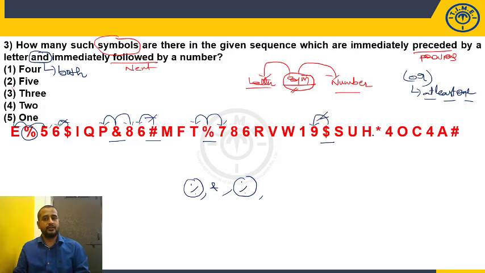Next. Dollar. Is it preceded by a letter? No. So, no need to check it. Star. Is it immediately preceded by a letter? Yes. But the condition is given both, so check the followed by. Is it followed by a number? Yes. So, star is also there. Next. Hashtag. Is it immediately preceded by a letter? Yes. Is it immediately followed by a number? No. So, you should not consider. Now, how many symbols are there? 1, 2, 3, 4. So, there are 4 such symbols immediately preceded by a letter and immediately followed by a number. So, 4 is in choice 1.